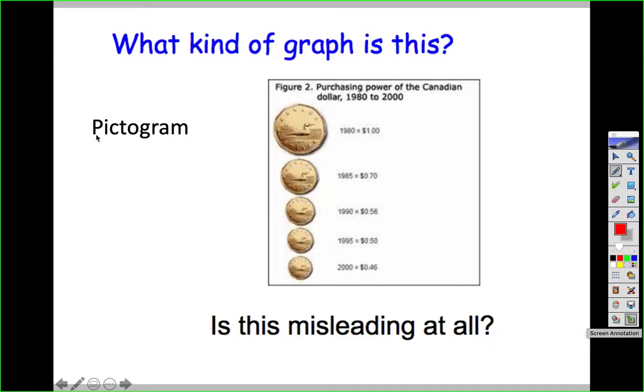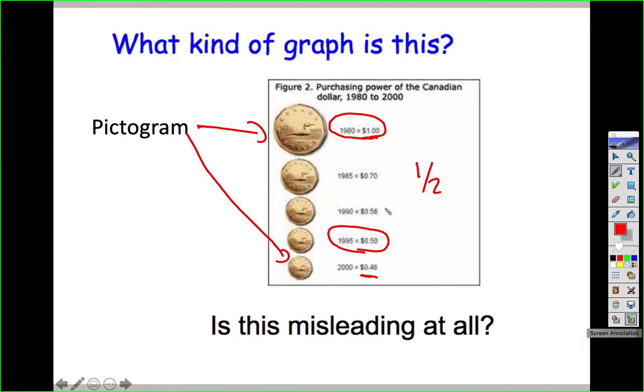Well, the fact that it's a pictogram is what we always have to look at. So let's see this on raw data. We'll just look at the first and the last. This is $1. This is 46 cents. Or better yet, we have 50 cents and we have $1. What is the relationship between 50 cents and a dollar? 50 cents is 1/2 of what a dollar is.